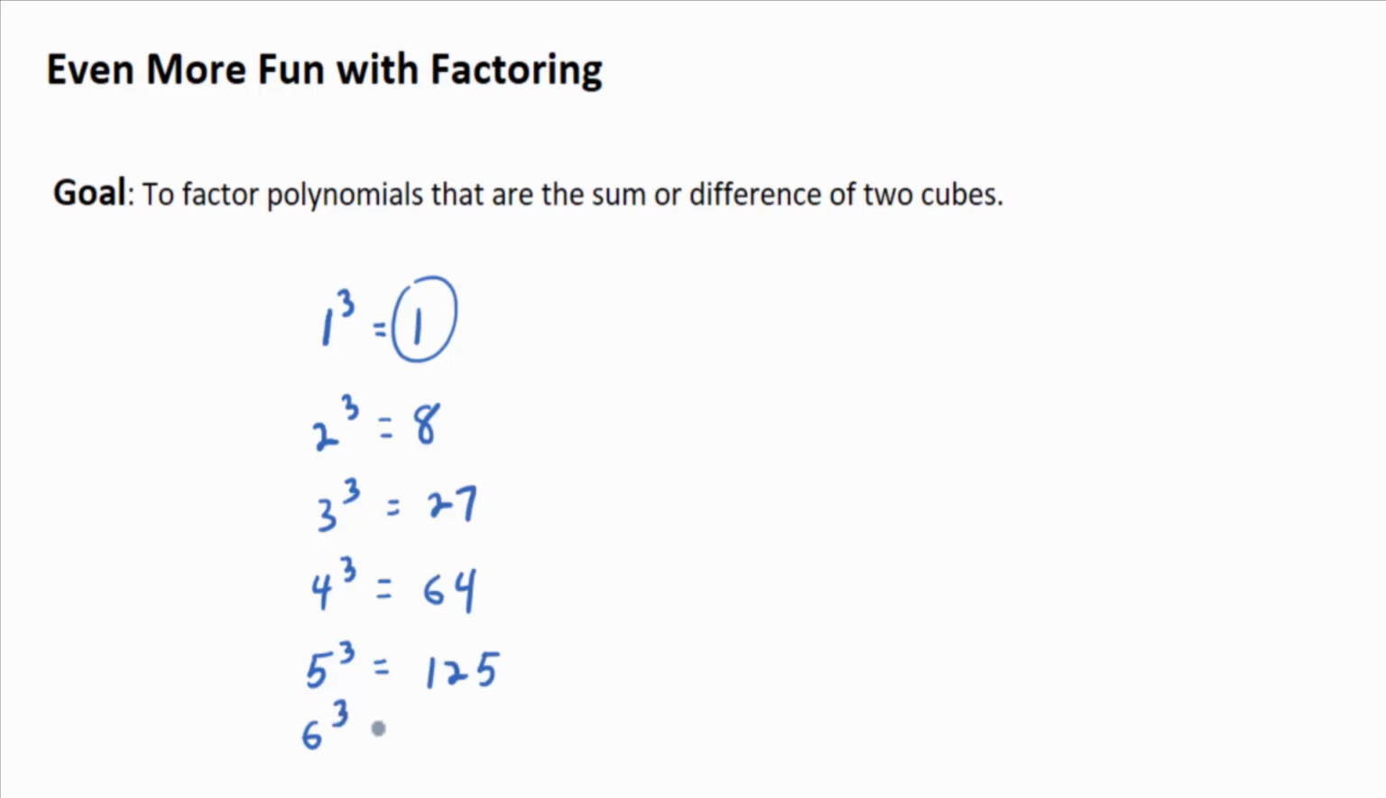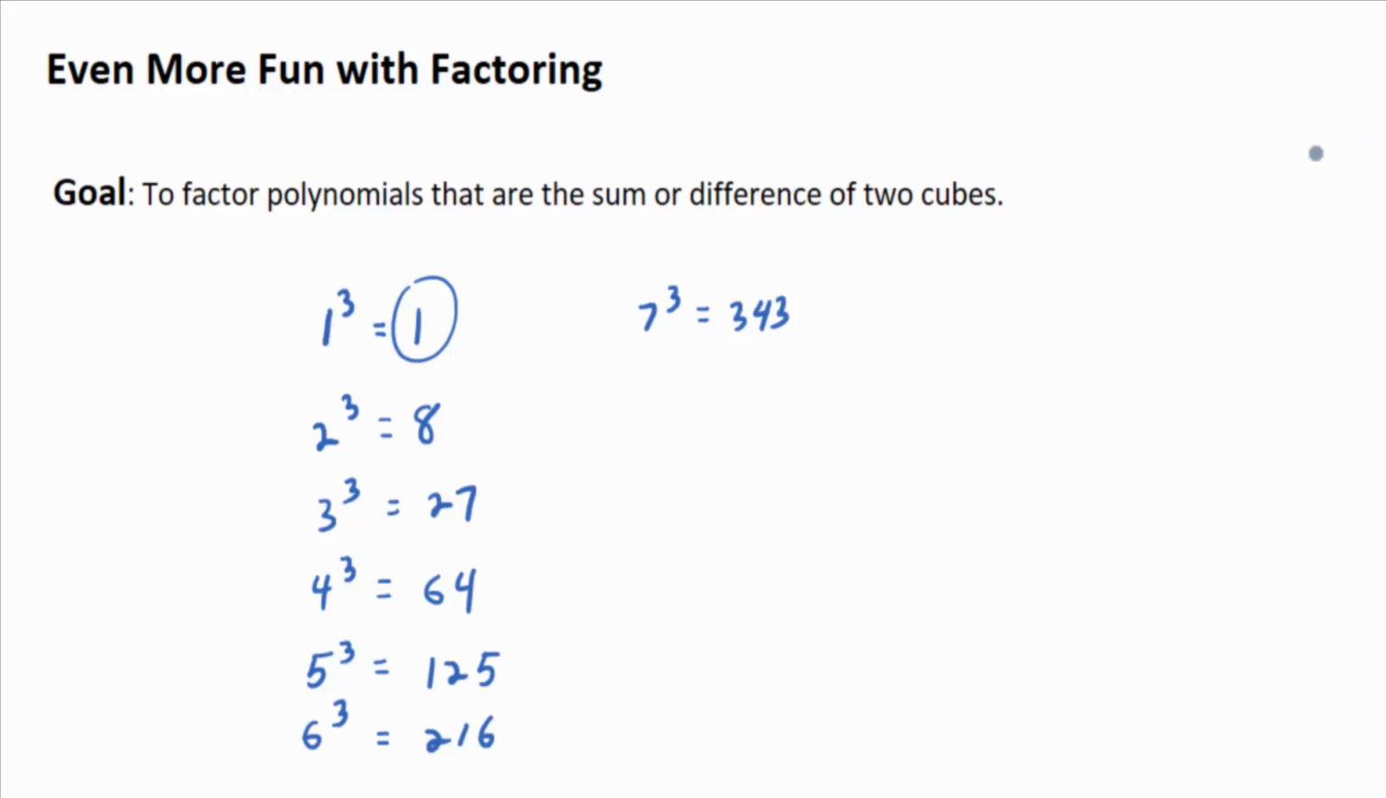6 cubed, 216. 7 cubed. Does anybody know 7 cubed? I don't know either. What is it? 343. Okay. I would have said that, but I wouldn't have been sure. Really, you just need to know through 5 cubed, and you'll be good to go. There's ways to check if something's a perfect cube. We'll talk about that later on. So these are the first 7 perfect cubes.